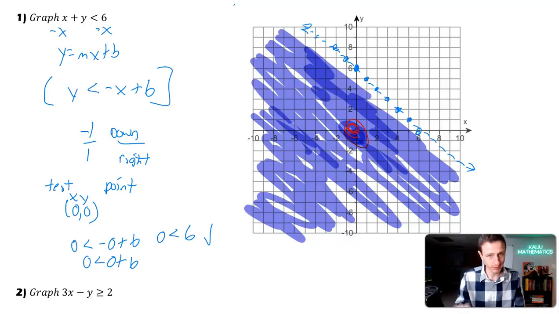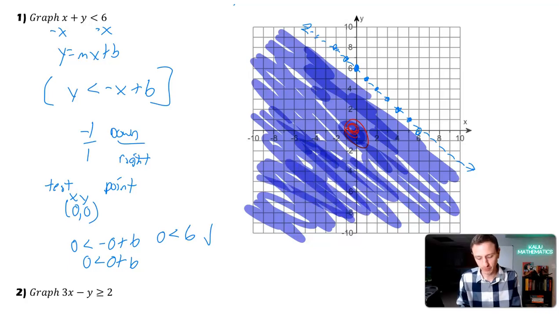If my test point didn't work, then I'd want to shade the side that does not have the test point. But since my test point worked and became a true statement, I'm shading the side with the test point. So all of this would be shaded as our solution here.